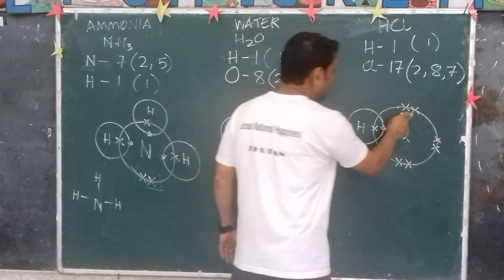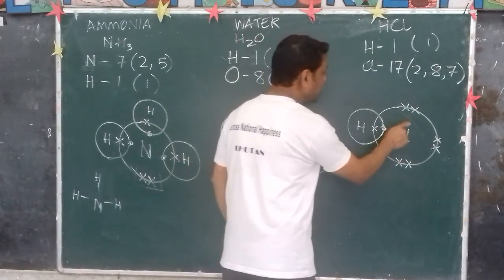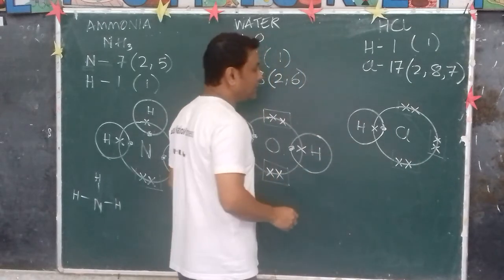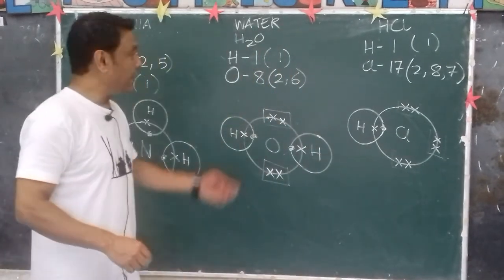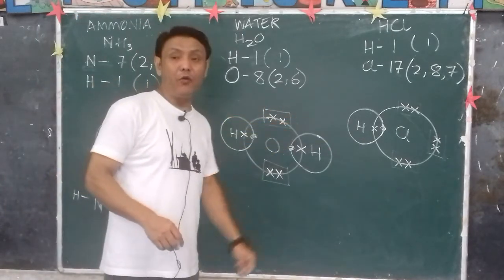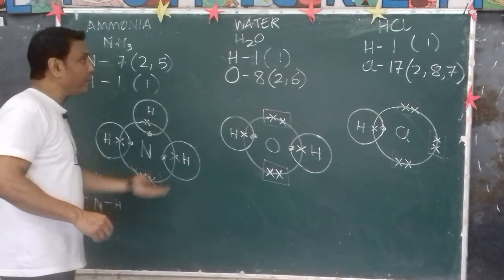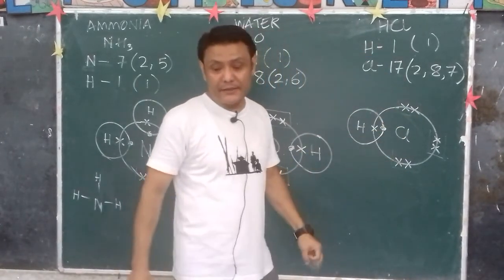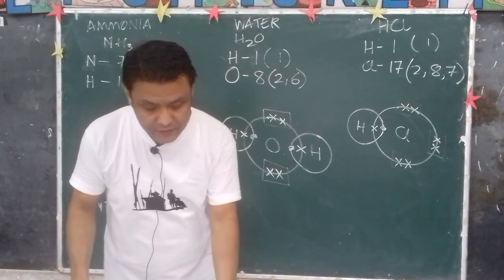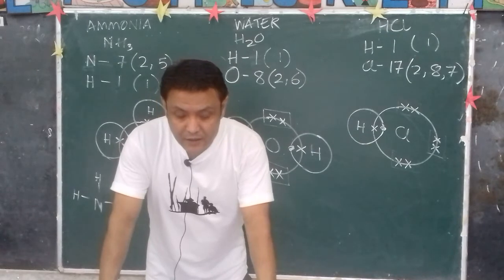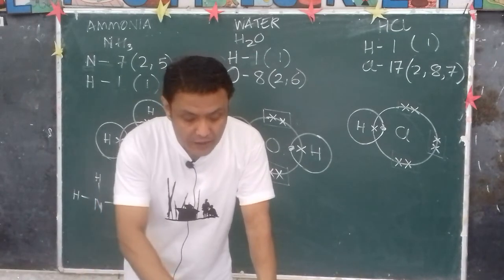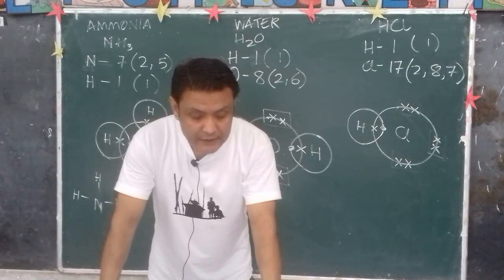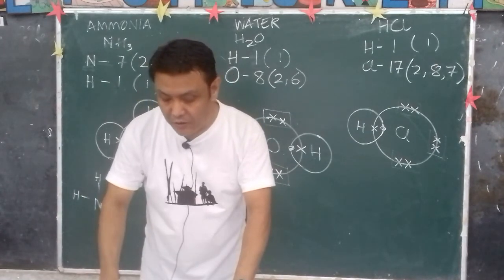In the formation of HCl, we can see that there are three pairs of electrons left unshared. These are called the lone pairs. In HCl, how many lone pairs does chlorine have? It will have three lone pairs. So ammonia will have one lone pair, water will have two lone pairs, and chlorine will have three lone pairs in HCl. This is the formation of polar covalent compounds like water, ammonia, and HCl.